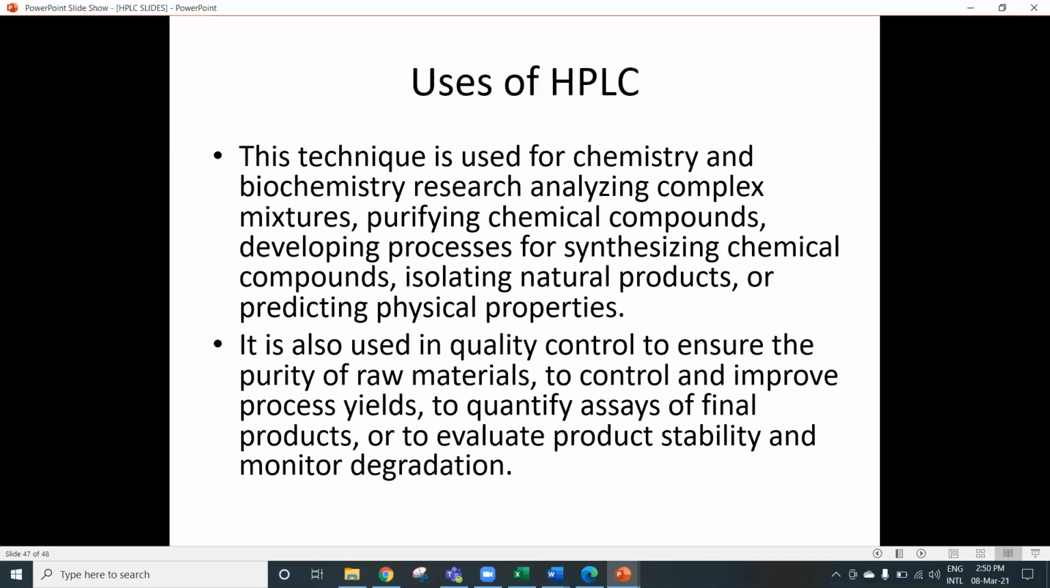So HPLC, as has been said before, is used for chemistry and biochemistry research, analyzing complex mixtures. It can be used for purifying compounds, for developing processes for synthesizing chemical compounds, for analyzing natural products or predicting physical properties. HPLC can also be used in quality control to ensure the purity of raw materials, to control and improve process yields, to quantify assays of final products, and to evaluate product stability and minor degradation.